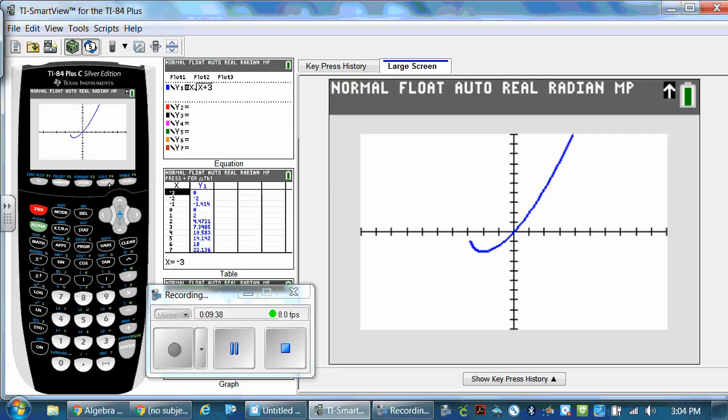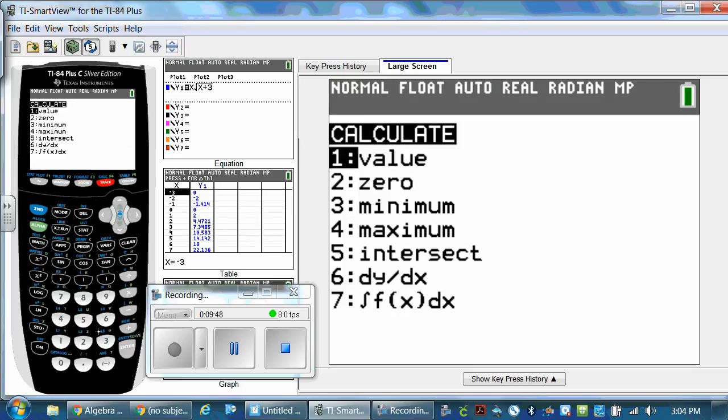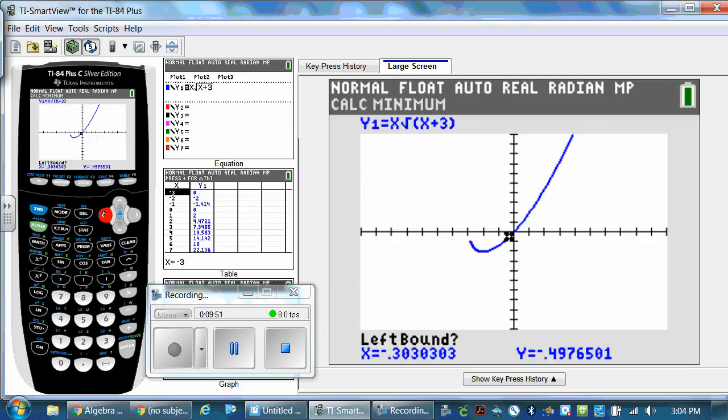So second trace, I need the minimum point there. Oh, I didn't make a left bound. It's going to tell me there's an error. Let me try it again. Second trace, I need a minimum. Got to give it a left bound. So I'm going to the left of that low point, and then I need a right bound to kind of slice out a portion of the graph and say, hey, find a minimum in between these two. And it says guess. I hit enter one more time. It tells me there's a minimum of -2 when x is -2.